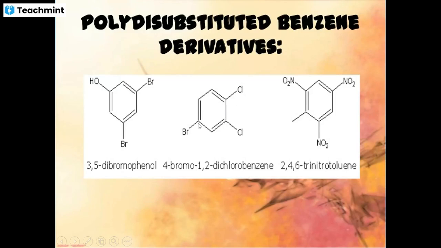the fourth position. But while naming this compound, we have to list the substituents in alphabetical order. So bromo comes first, and we also have to give its position: 4-bromo-1,2-dichlorobenzene. Two chlorines are there at the first and second positions, so definitely we also have to write their positions, hyphenated numbers 1 and 2, dichlorobenzene. In the third one we have already seen 2,4,6-dinitrotoluene.